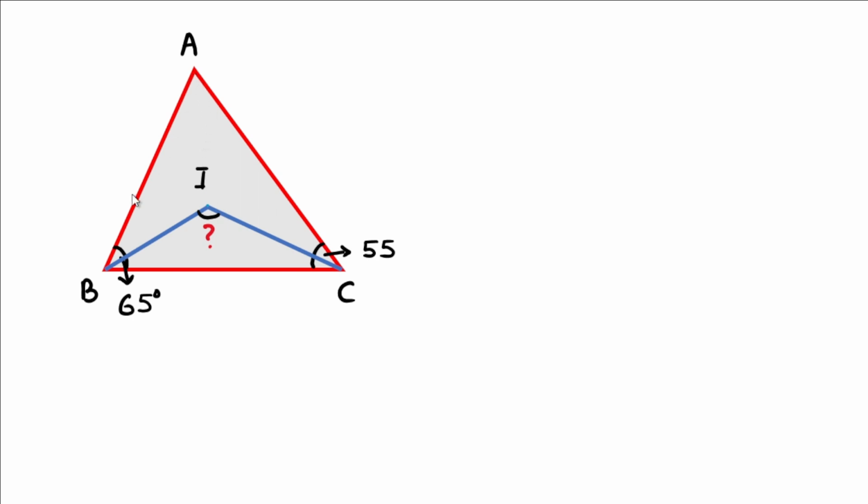Now look at the question. Here we have a triangle ABC. Its two angles are given. Angle B is 65 degrees and angle C is 55 degrees. And I is the incenter of the triangle. We have to find the value of angle BIC.